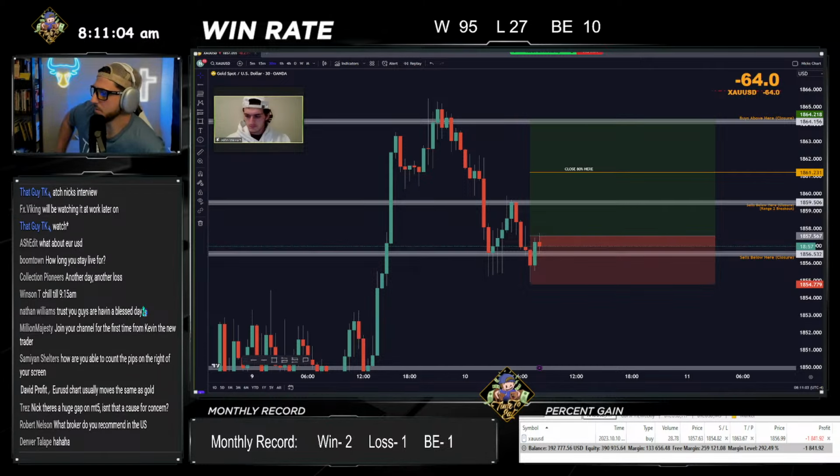How are you able to count the pips on the right side of the screen? That's with my magic keys. That's a secret that me and the mad scientist came up with.